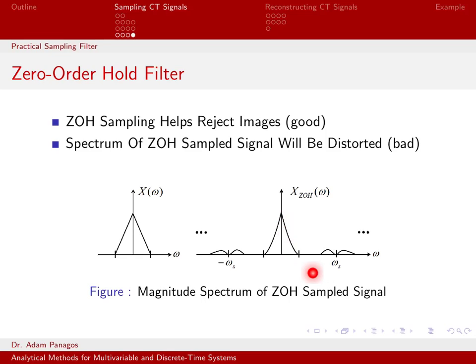So we now know two ways to create a sampled signal from a continuous time signal x of t. We can do impulse sampling, and impulse sampling is kind of the nice, pretty theoretical way to do it. Or we can do zero-order hold sampling, which is a little bit more practical of a way, but it does have some kind of non-idealities associated with it that you need to be aware of.